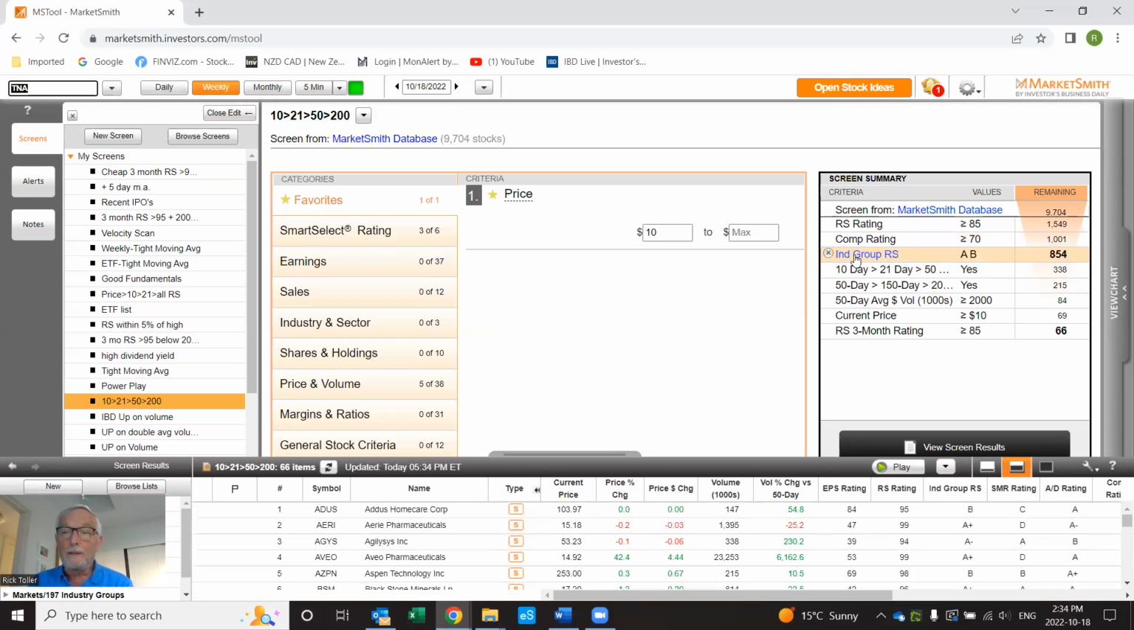I only want to look at stocks that are in industry groups that are ranked A or B. So in other words, they're in the top 25% of all industry groups. So that brings the list down a bit more.